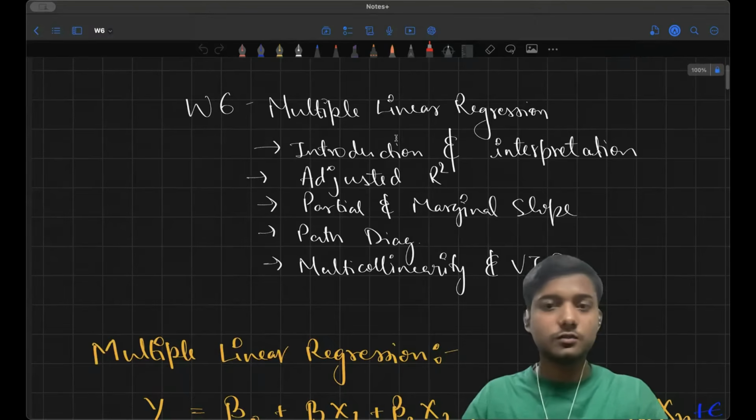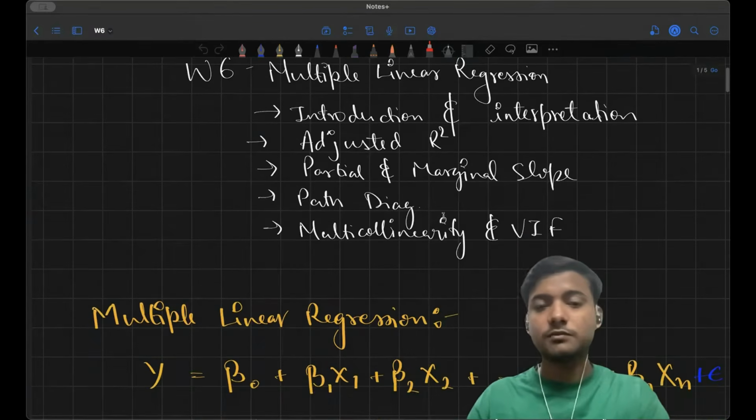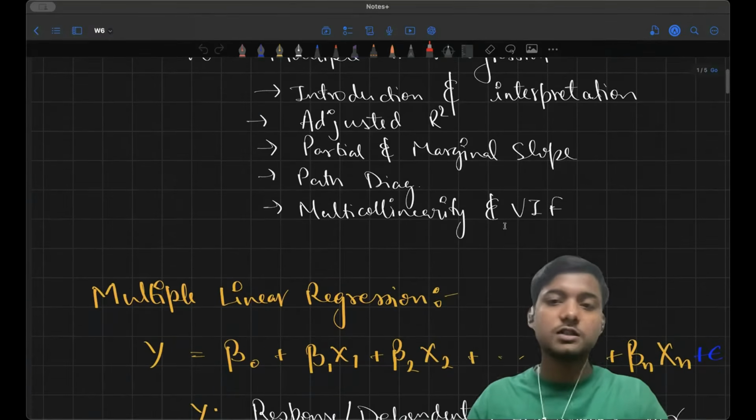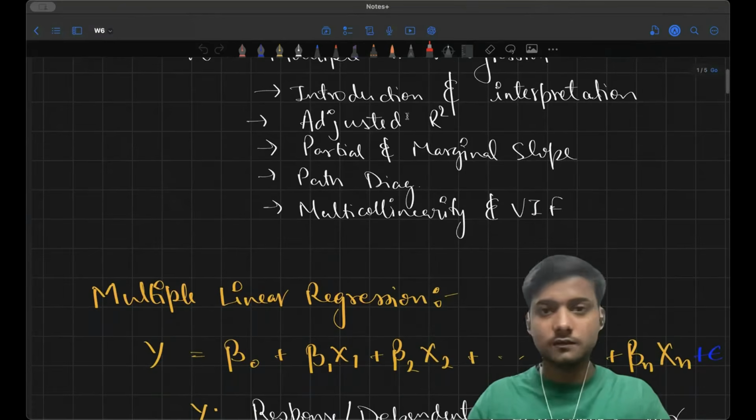First, we are going to introduce and then how do we interpret this thing. Then we are going to see adjusted R square, very important topic. Then partial and marginal slope, what is the difference between them? Path diagram, how do we use them? And then multicollinearity and variation inflation factor, which is abbreviated as VIF.